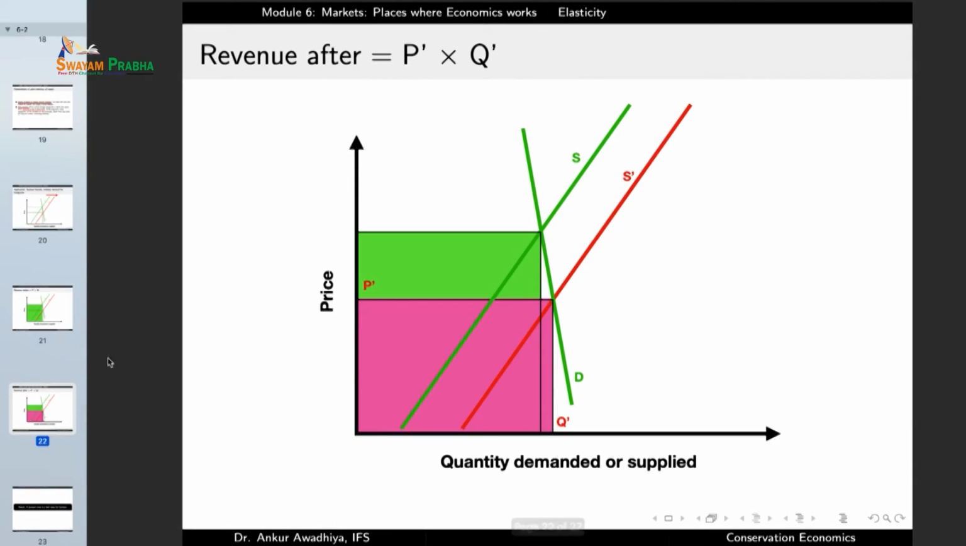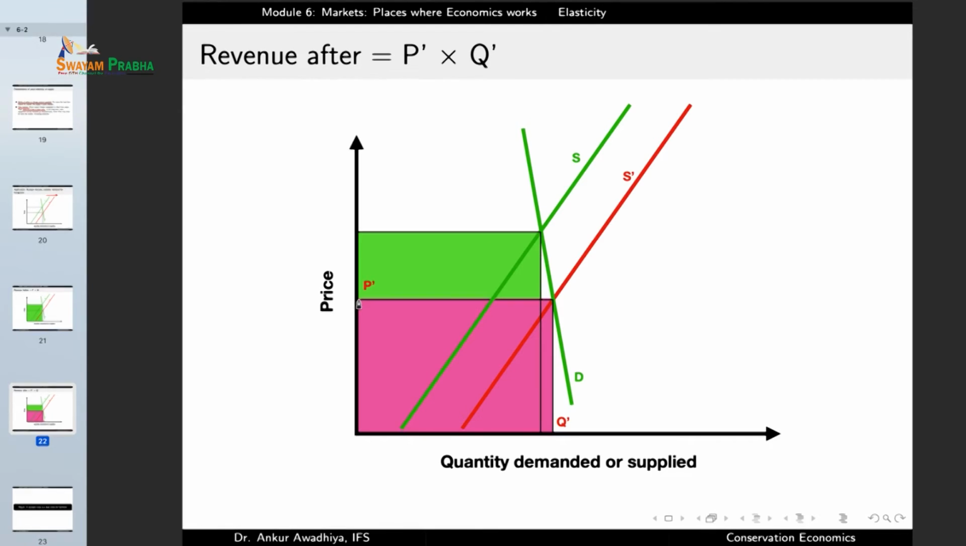Now, because of the bumper harvest, the equilibrium is here. So the new price is this much. The new quantity is given by this line that touches the quantity curve at this point. So the new revenue is equal to this P prime multiplied by Q prime. So this is the new revenue.